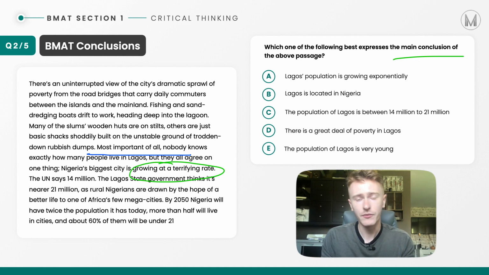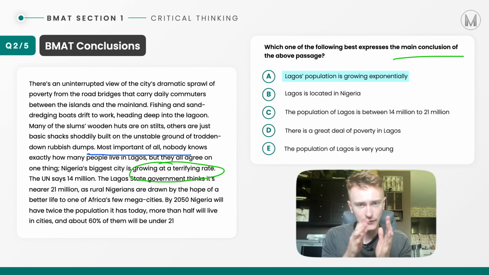We then get some information about 2050 and the future breakdown of the population. So actually, all of that passage that follows that conclusion seems to be just backing up this idea that Nigeria is growing, its population is changing, and that seems to be happening at a terrifying rate. Great, let's move on to the answer options. Answer option A, Lagos' population is growing exponentially. This seems perfect.